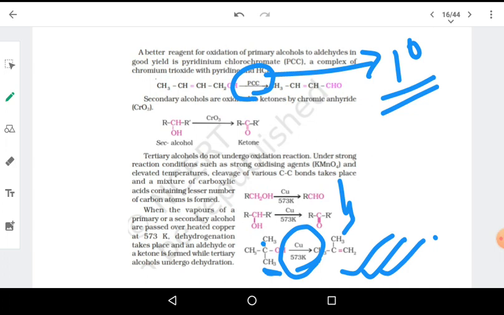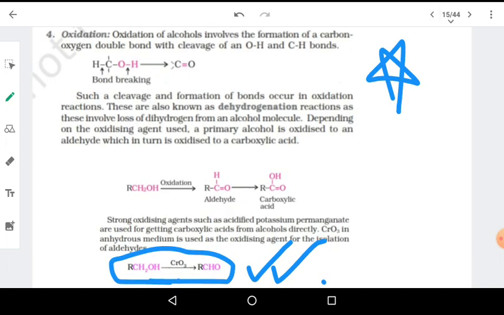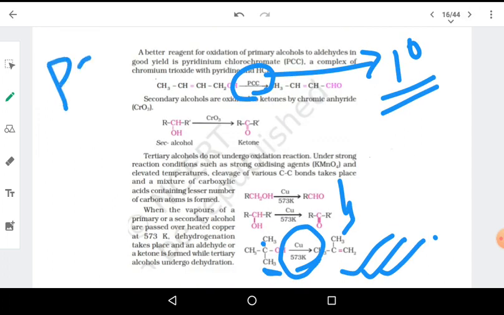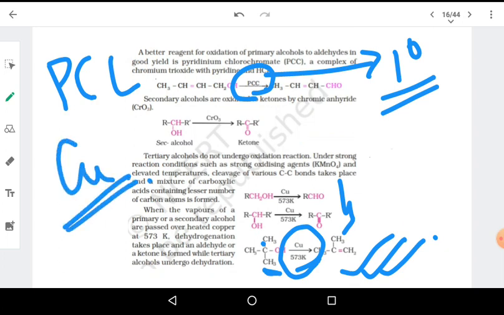So we studied so many reactants here. Oxidizing reagents: the first one was CrO3. CrO3 can convert alcohol into aldehyde, so it is a milder oxidizing agent. Now we have already studied KMnO4 in the topic of alkanes also. KMnO4 is a strong oxidizing agent, as a result of which it can directly convert alcohol into a carboxylic acid. Another important reagent that we have studied is PCC. Another important one is copper. So these are some of the important oxidizing agents that we are studying over here.